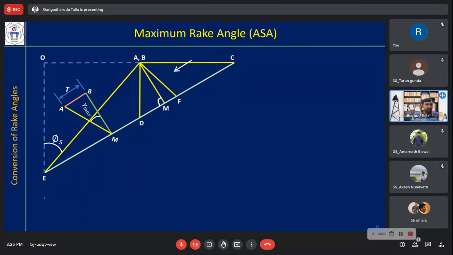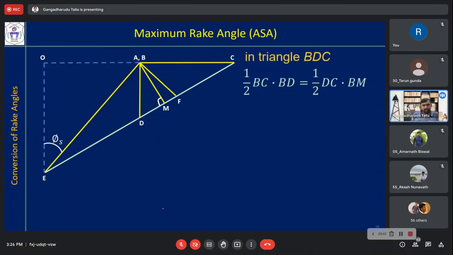You can consider BF, AD also, view them perpendicularly and see the gamma value. You will observe that those gamma values are less than this. So gamma max is possible when you draw a vertical onto the line EC.